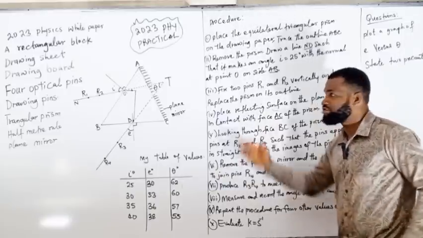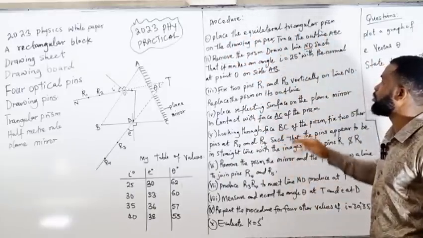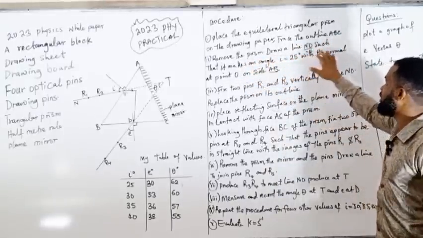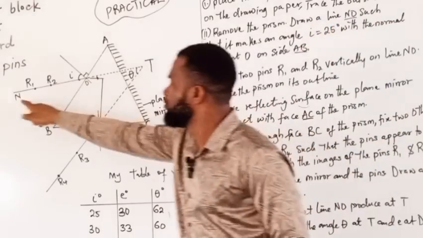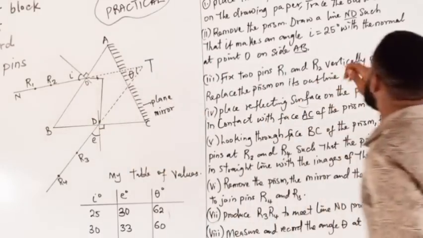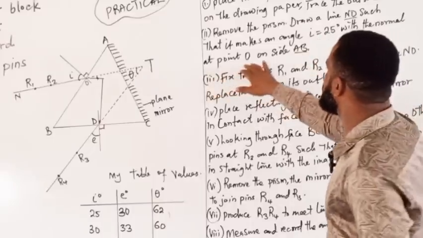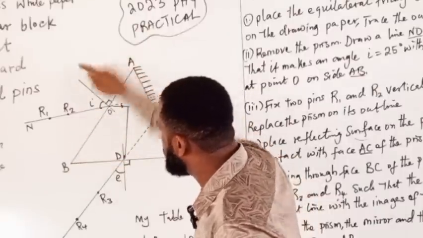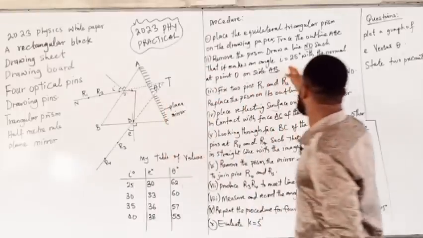All right, look at the instruction provided. It said, place the equilateral triangular prism on the drawing board paper, trace the outline AB, remove the prism, draw a line NO. Look at NO. That means a straight line. After putting your pins, you draw this straight line such that it makes an angle 25 degrees with the normal at a point O on the side AB. This is side AB, and this is the normal. This is the angle you are looking for, called the incident angle. And that is going to be 25.